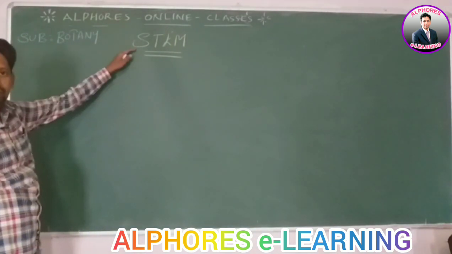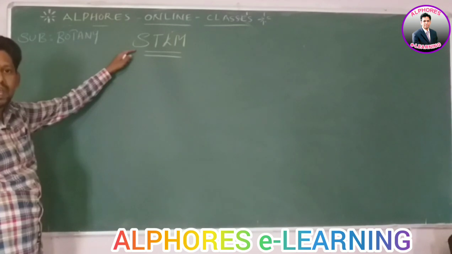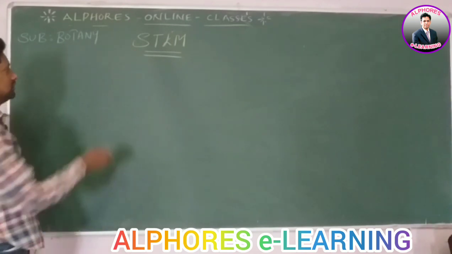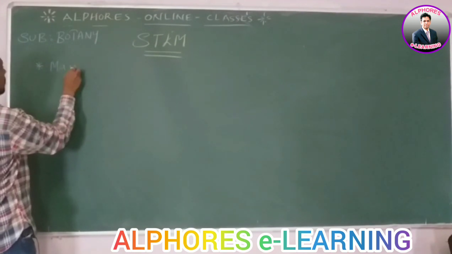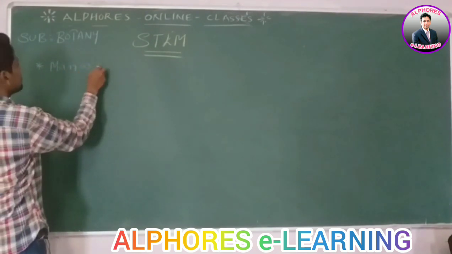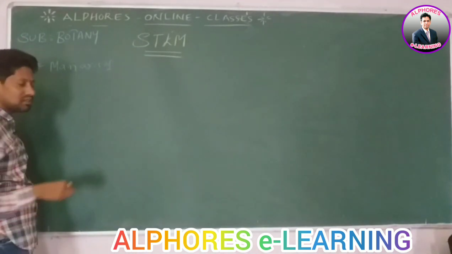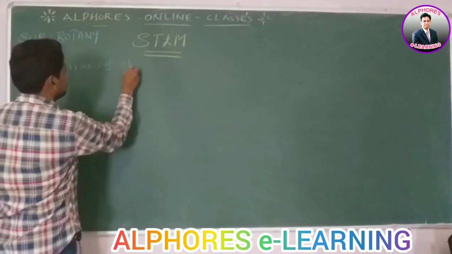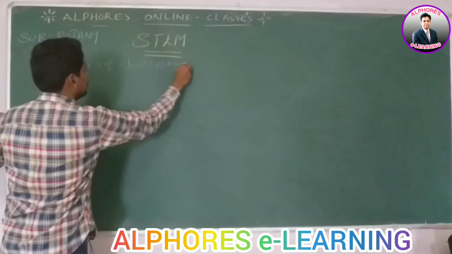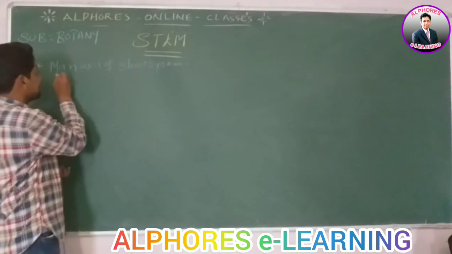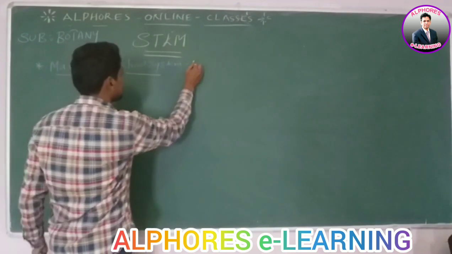Sir, stem is the main axis of shoot system. Stem is the main axis of which system, sir? Shoot system. Who is the main axis of shoot system, sir? Stem.